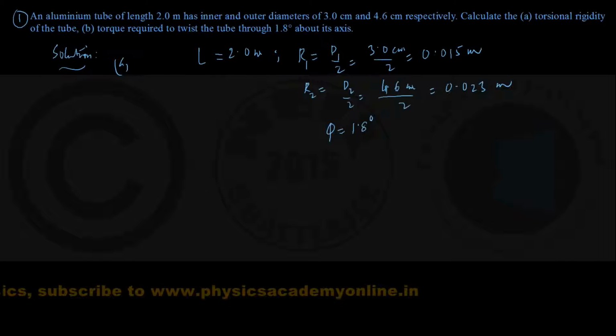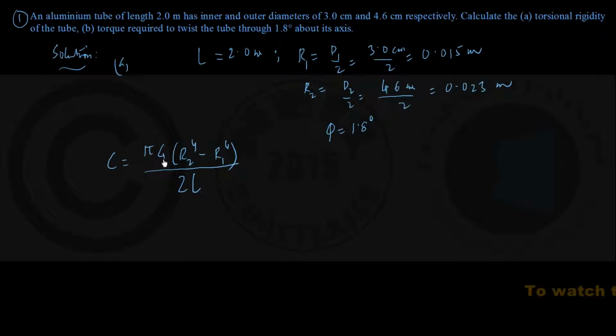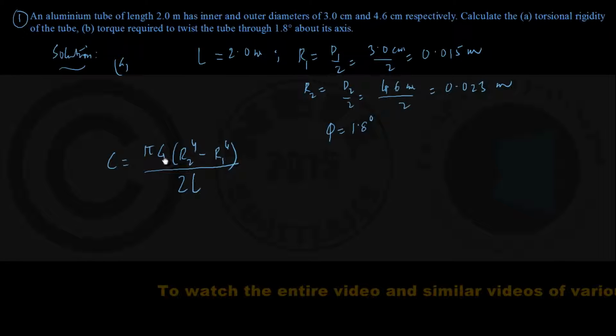Now, we require in the first part to calculate the torsional rigidity of the tube, and you have the formula for that. Torsional rigidity, capital C, is given by the formula pi into capital G into R2 to the power 4 minus R1 to the power 4 divided by 2L. We have learned this formula earlier. Here for a hollow tube, G is the shear modulus of the material aluminium of which the tube is made. R1, R2 are the inner and outer radii already listed. L is the length of the tube already known. So you can just put the values.